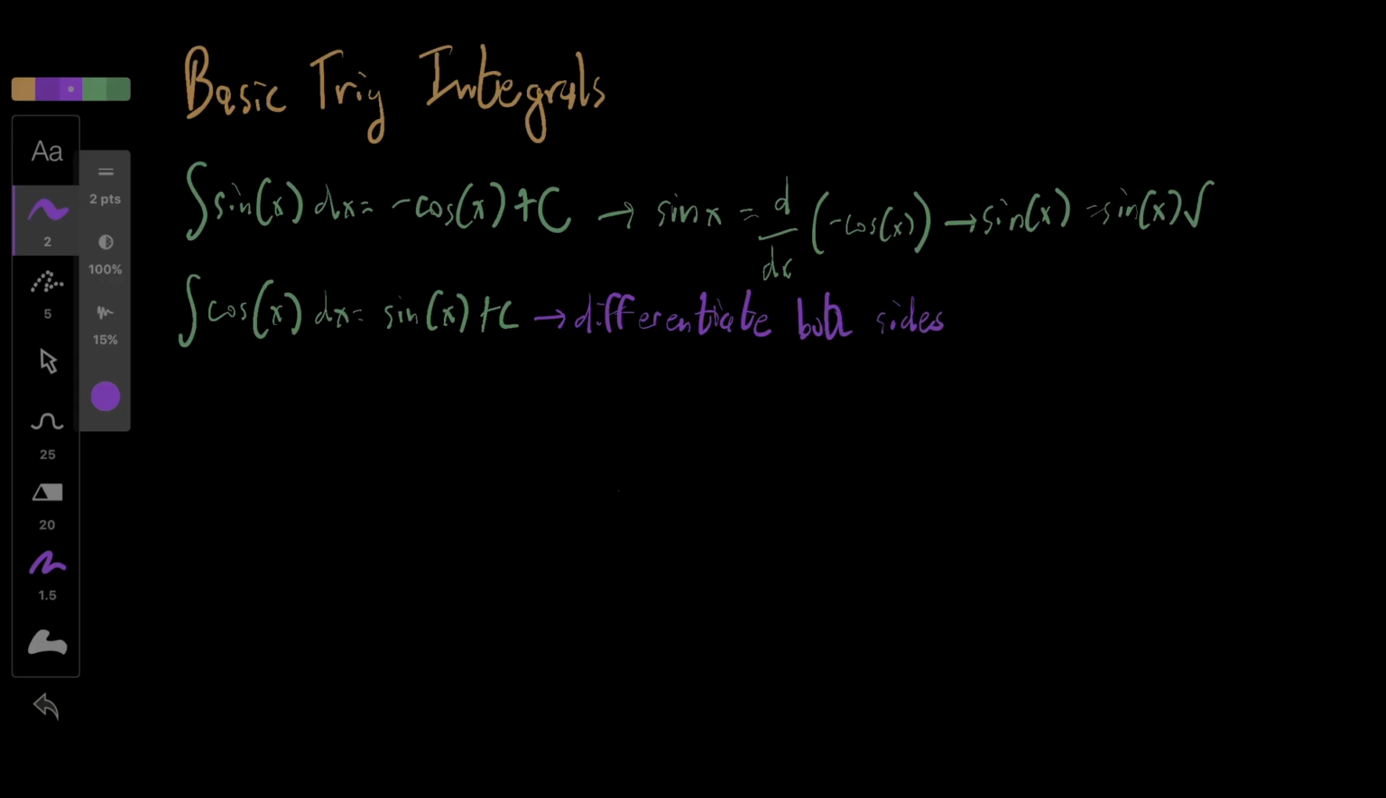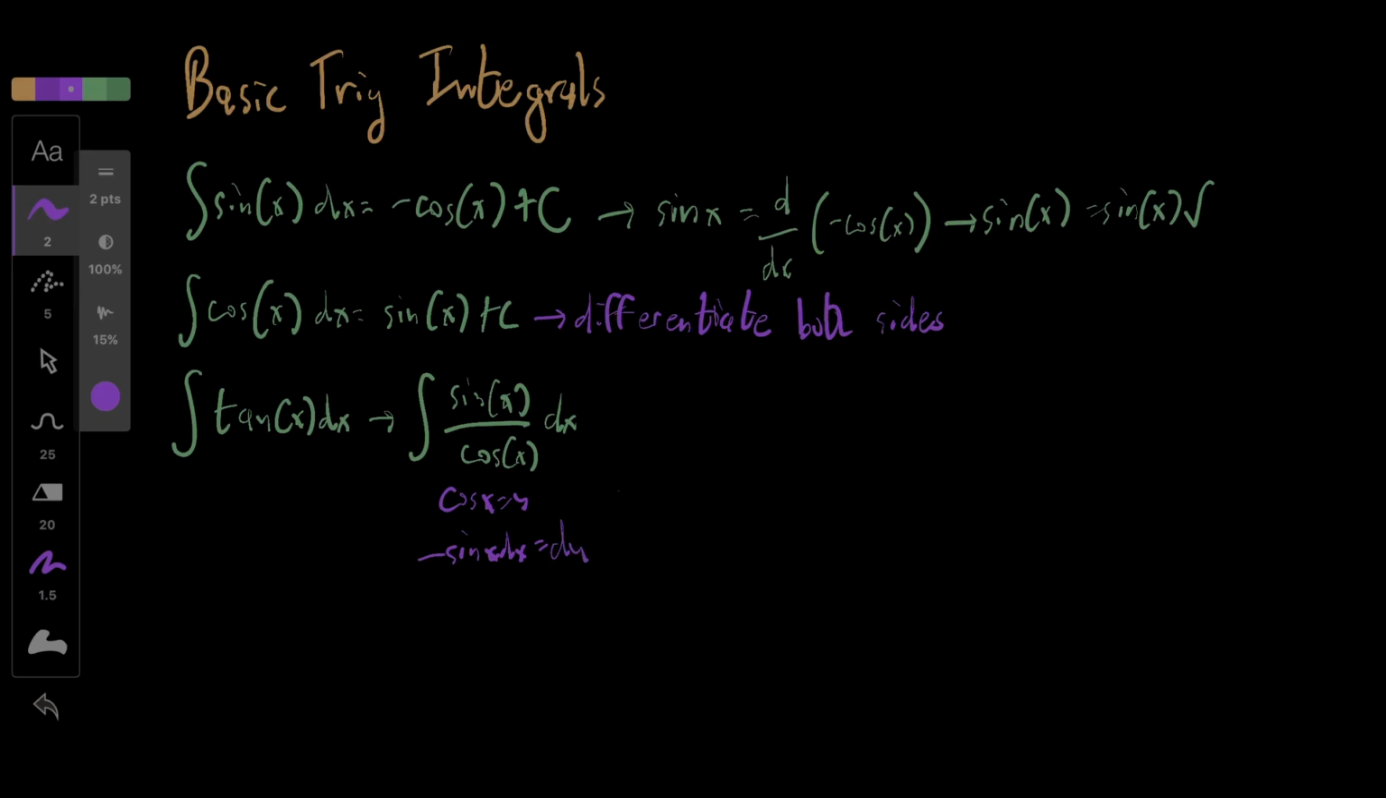Now let's start with the integral of tangent of x. Now, tangent of x dx, we can rewrite this as sine of x over cosine of x dx. And we can say cosine of x is equal to u. So negative sine x dx is equal to du. So now that we have that, we'll have negative of du by u, and then integrating that, we get negative the natural logarithm of cosine of x.